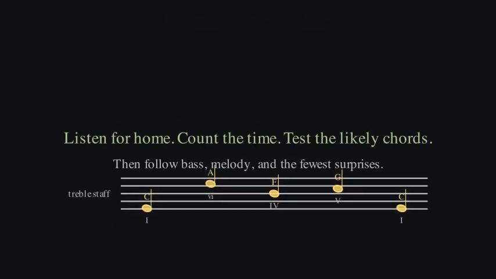For now, the working rule is simple. Listen for home, count the time, test the likely chords, follow the bass, follow the melody, and choose the explanation that predicts the next moment with the fewest surprises.